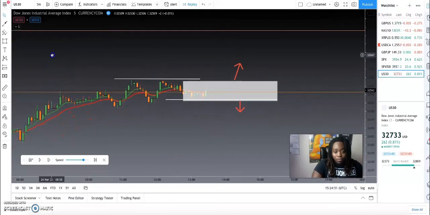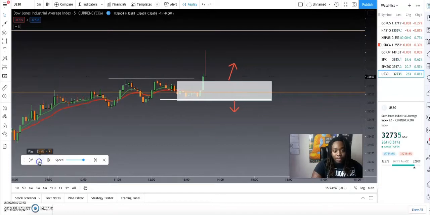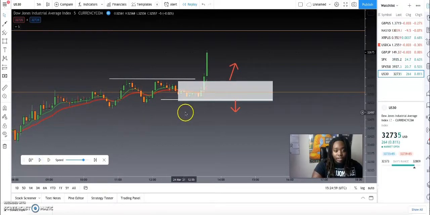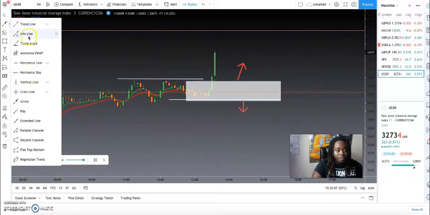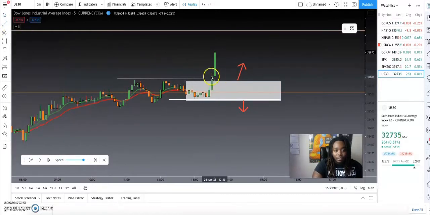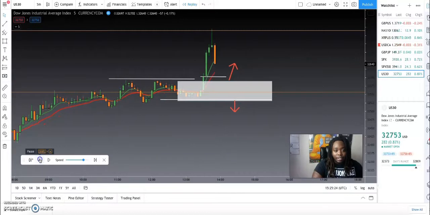So let's press play. You would have entered when it broke out, when it actually closed right here. So you could have got in right here. Broke out, next candle, you could have got in right here, and let it ride.